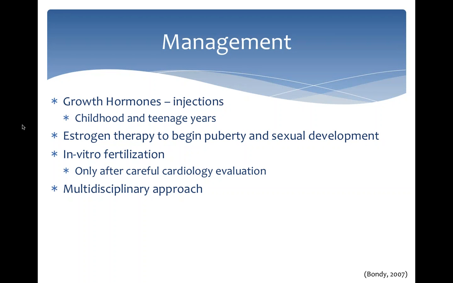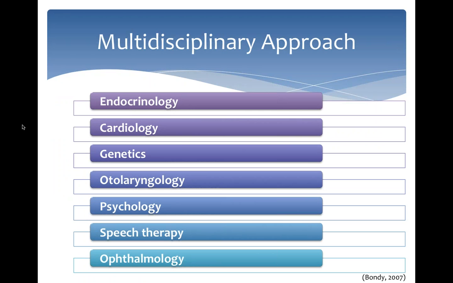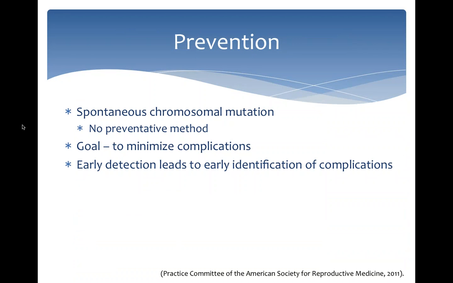Also, the management of Turner syndrome has a multidisciplinary approach. The multidisciplinary approach would include endocrinology, cardiology, genetics, otolaryngology, psychology, speech therapy, and ophthalmology. And all of these are needed mainly because of the complications and risks that they have. Because Turner syndrome is a spontaneous chromosomal mutation, there is not really a preventative method. The goal is just to minimize complications, and the way that you can minimize complications is through early detection.